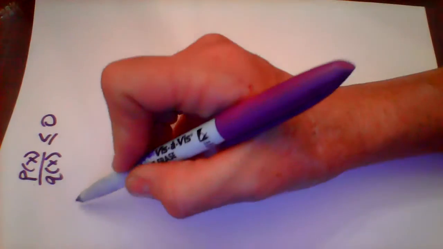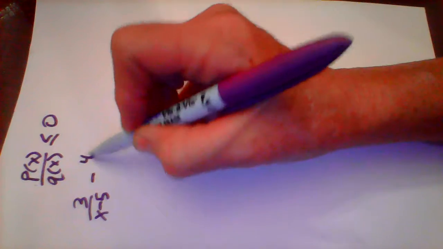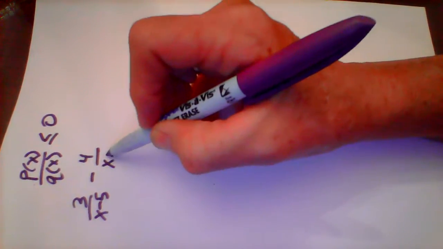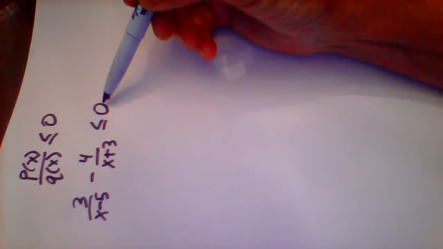I'm going to explain how to solve a rational inequality. The first step is to get a polynomial over a polynomial, and then your inequality sign, whatever it is, and then a 0 on one side. So let's take the example 3 over x minus 5 minus 4 over x plus 3 is less than or equal to 0. So I've got the 0 on one side.